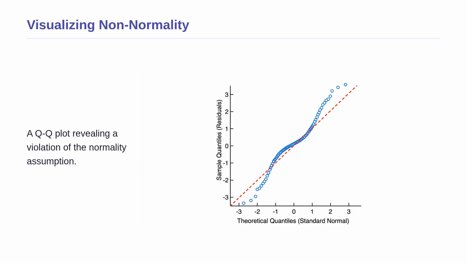In the middle, they track the line fairly well. But look at the extremes. On the far left, the points dip below the red line, and on the far right, they rise above it. This creates a distinct S-shaped curve. This visual curvature immediately tells us that the errors have heavy tails, prompting us to take corrective action.